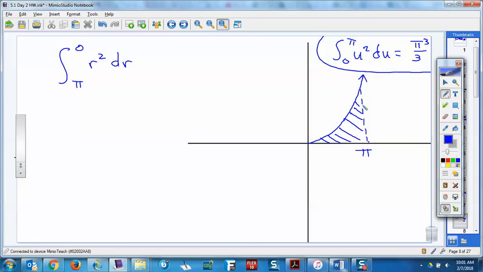We would like to do this area. We know that if this was a velocity curve, that area would give us the distance traveled. We'd like to find that area. Unfortunately, there's no geometry that will do that. That's not a geometry shape.